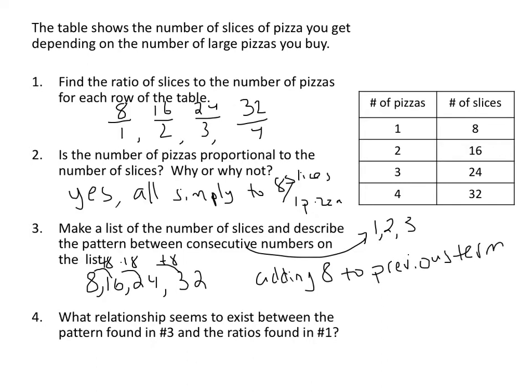Term refers to a number in the pattern. So 8 is the first term, 16 is the second term, 24 is the third term, and 32 is the fourth term.